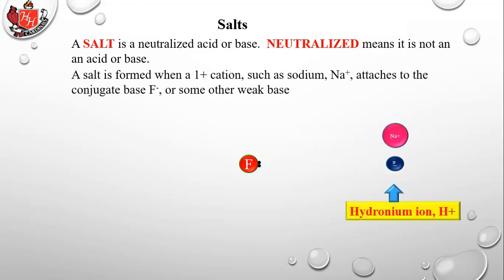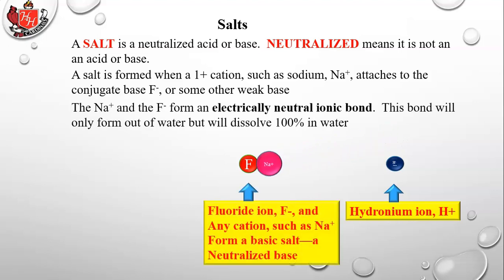A salt is formed when a 1+ cation, such as sodium, Na+, and you just have to go to your charge number by ion sheet, or just remember how elements ionize. We talked about that back in the ionic bonds unit. So a salt is formed when a 1+ cation, such as sodium, Na+, which takes on a 1+ charge, attaches to the conjugate base F- or some other weak base. So the Na+ and the F- form an electrically neutral ionic bond.